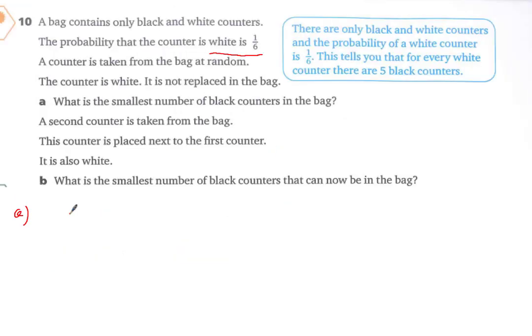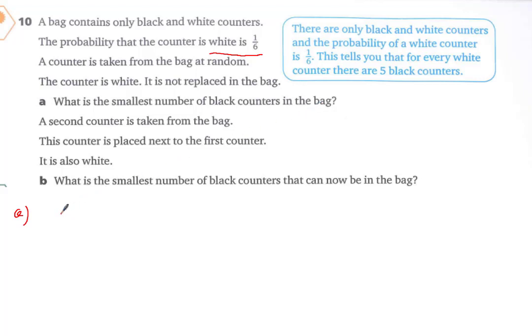A bag contains only black and white counters. The probability that the counter is white is 1 over 6. A counter is taken from the bag at random. The counter is white. It is not replaced in the bag. So now, the first question is, what is the smallest number of black counters in the bag?